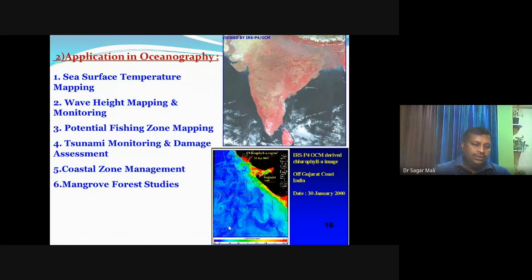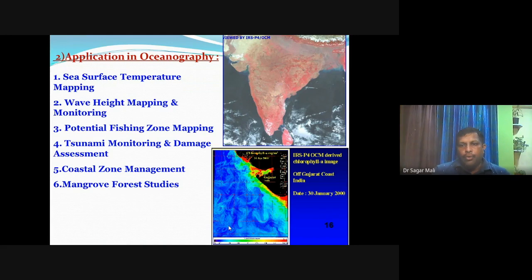Another application is in oceanography. Oceanography is another big source of food after agriculture, right? So that's why nowadays and even in the future, there will be very high scope for ocean research. Many countries have developed their own satellites to study specifically the ocean water or ocean bodies.